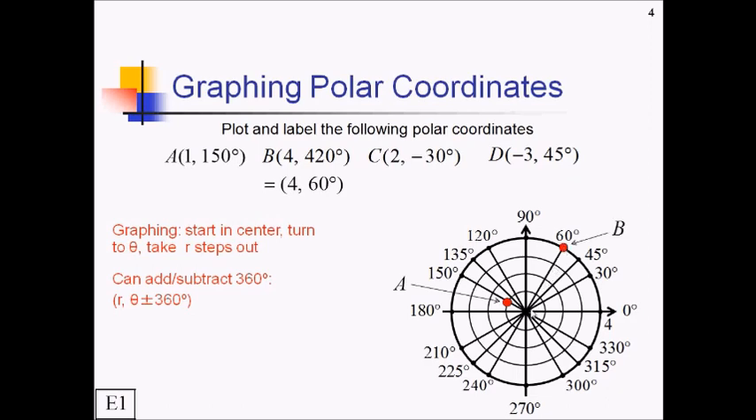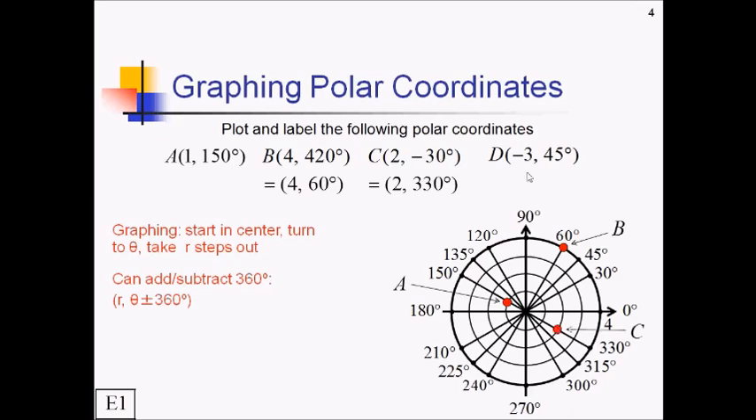Now you don't have to do it in that order. You could take 4 steps out onto 0 and then go to 60. It really doesn't matter which order you do it in. Next one, 2, negative 30, we could express that as, well, pause the video and see if you can figure it out. All right, so we could express this as 2, 330 if we add 360. So here's 330, 2 steps out.